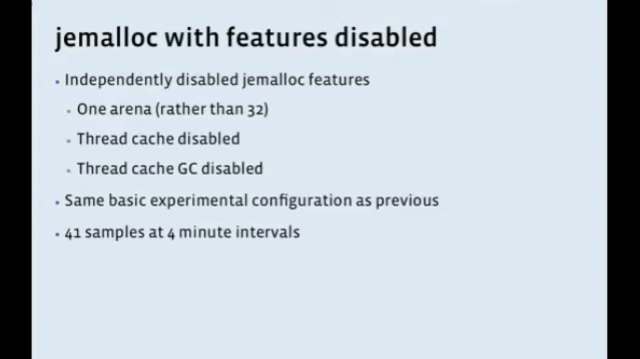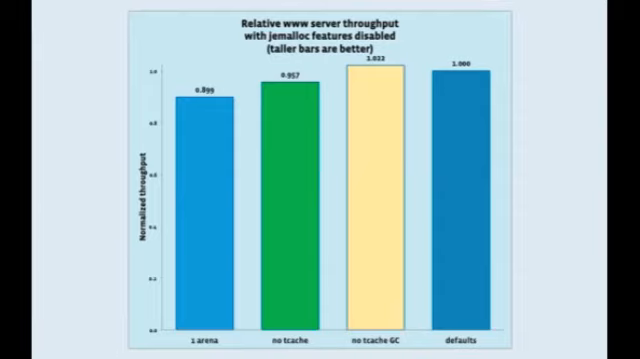Okay, I did one other experiment here where I disabled some features in jemalloc just to try to get an idea of how they contribute to the overall performance of jemalloc. I disabled three different things. In one case I dropped the allocator down to using 1 arena instead of 32. In another case I disabled the thread cache altogether. And for the last one I just disabled the garbage collection, the expiration mechanism for the thread cache. Same experimental configuration as previously, 4 machines instead of 6, obviously. But I had, I think, 2 hours and 40 minutes of data in this case just to get a little more statistical power. And here are the results.